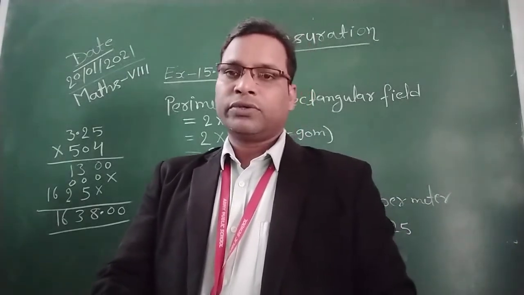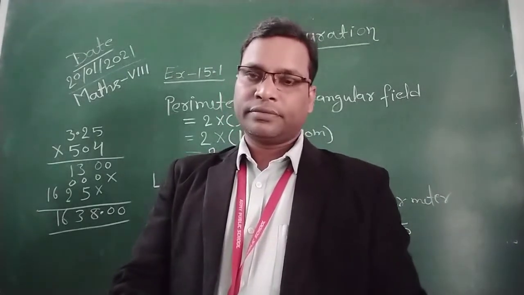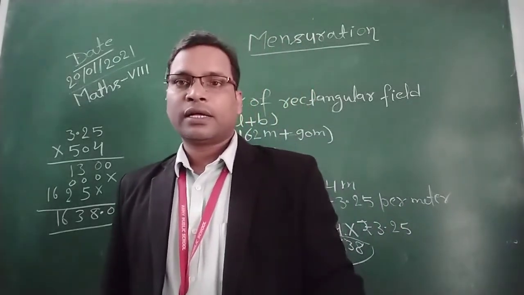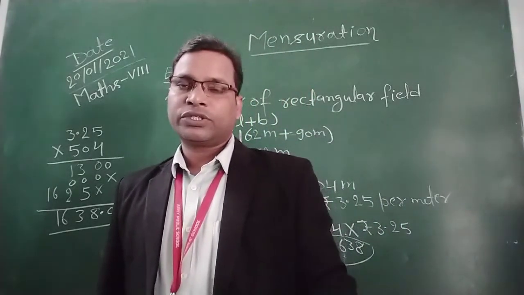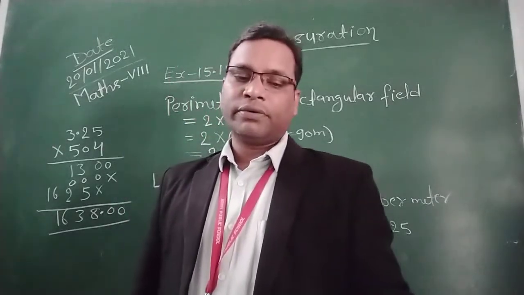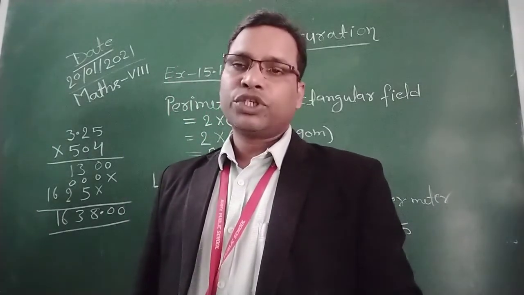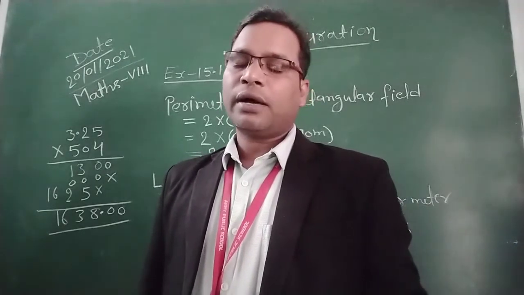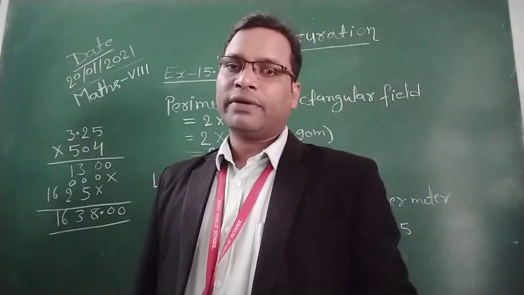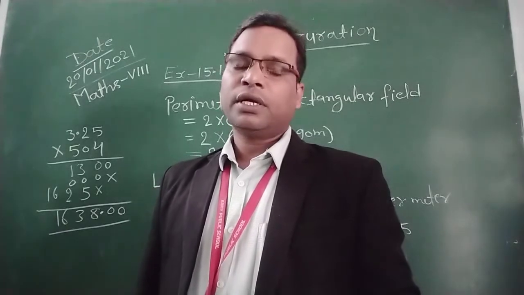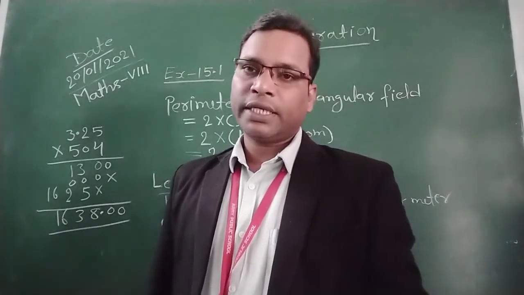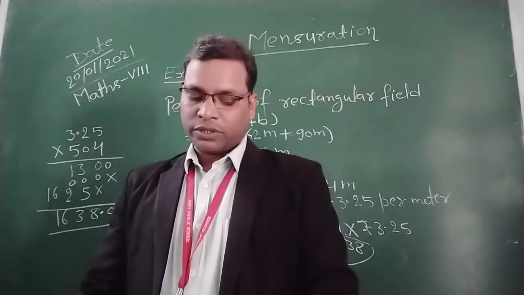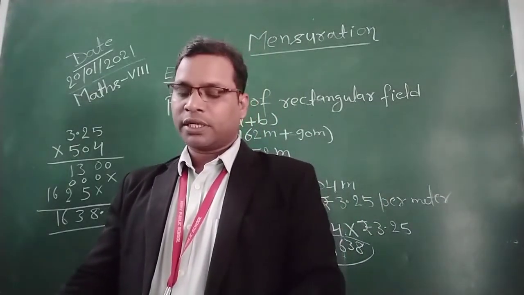Okay, so let's see how to solve this question. Again, I repeat this question. Find the cost of flooring a room 6.5 meter by 5 meters with square tiles of side 25 centimeters at the rate of rupees 1880 per 100 tiles. Okay, so here you need to find the cost of flooring a room.